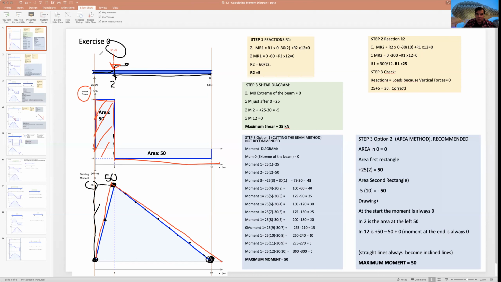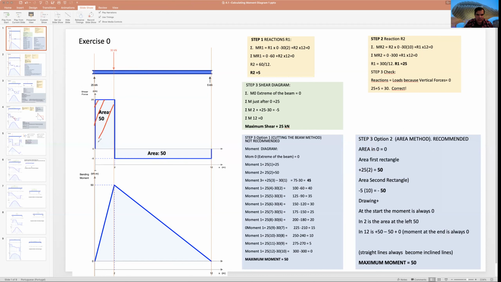But if instead of having one cut we have several, that becomes a little bit more complicated. That is where I recommend this area method. Look at what happens here. If I calculate the area of this rectangle, I need to tell myself this is a rectangle where the base is 2 units, and the side is 25. The area of that rectangle is 50. Got it?